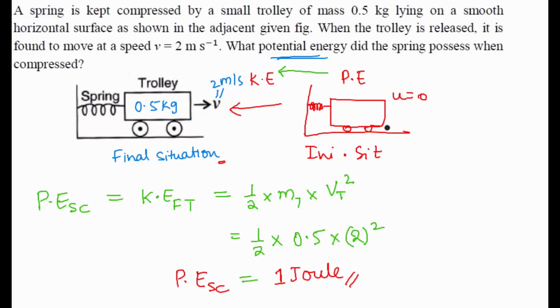So the potential energy possessed by the spring will be equal to 1 joule. Let's see whatever we have done once again. We have taken the final situation and then the initial situation. Whatever energies are involved here, only potential energy. What all energies are involved here, only kinetic energy. So all this potential energy is getting converted into kinetic energy. So that's why we equate potential energy to kinetic energy, which is half into mass of trolley into velocity of trolley square. If you solve, you will get 1 joule, which is the potential energy possessed by the spring when it is compressed.